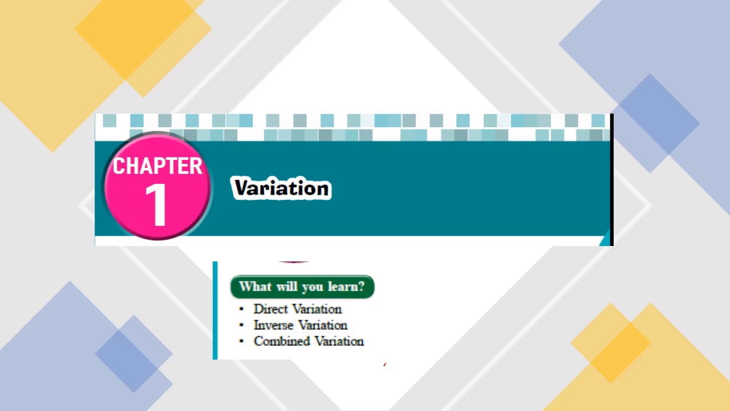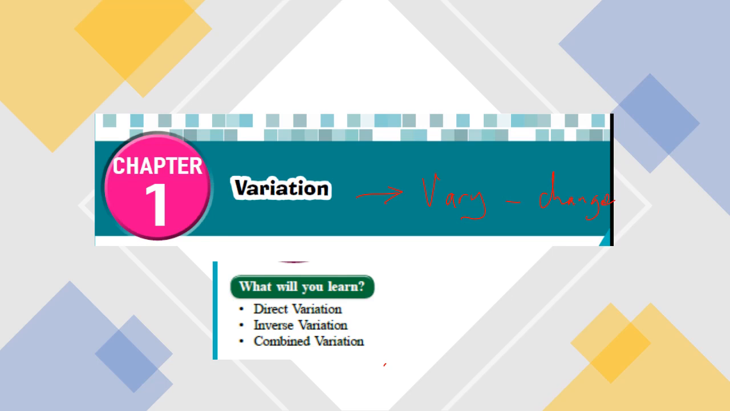So variation is one of the easiest topics in Form 5, so I hope you can learn very well for this topic. Variation comes from the word vary, right? Vary means it changes. It's related to change. Our life every day is changing. Everything changes.